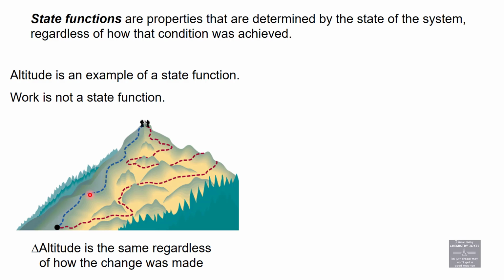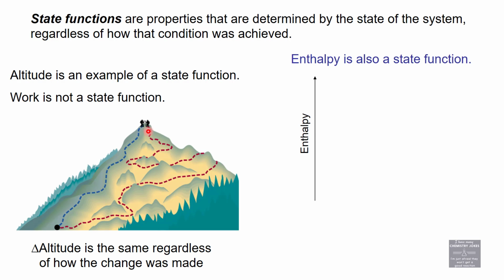So start here, end there, whether you take this blue path that's more straightforward and steep, or this windy path that's red and curvy and less steep all along the way, you end up at the top of the mountain regardless. So altitude is a state function. It doesn't matter how you got there, you're ending at the same state regardless. Enthalpy is a state function. It doesn't matter how you get there, you end in the same place.